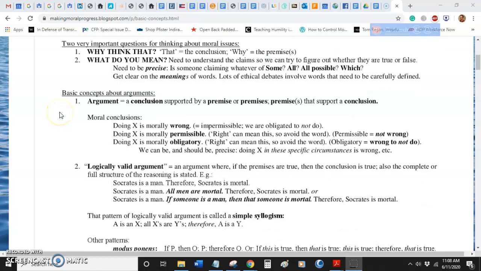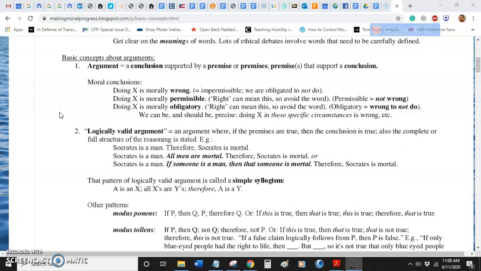All right, so the why think that question takes us to arguments. And here's what an argument is. An argument is a conclusion supported by premises, or a premise that supports a conclusion. It's a conclusion supported by reasons. That's the idea. So what are conclusions? Your conclusion is just your main point. And in our case, our main point is typically that doing something is wrong, that doing something is morally permissible, which means it's not wrong to do it, or that doing something is a moral obligation, which means it's wrong to not do it. Somebody might think it's a moral obligation to save somebody's life when you can very easily do so. Basically, that means it would be wrong to not save their life in that circumstance.